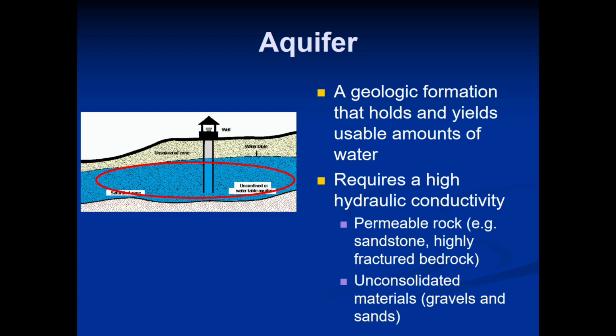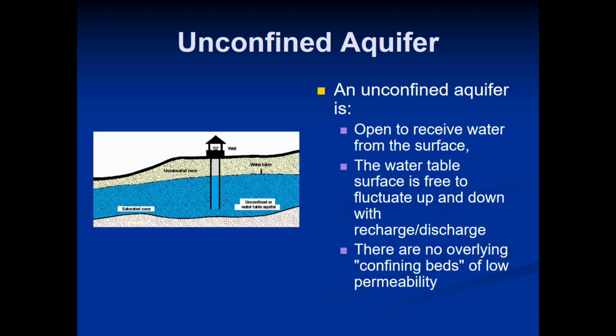Aquifers are classified into two types based on their occurrence. Number 1, unconfined aquifer. Number 2, confined aquifer. Unconfined aquifer. An unconfined aquifer is an aquifer which has a free water surface, which means the water table exists for this type of aquifer. This is also called a water table aquifer or free aquifer, and the water table surface is free to fluctuate up and down with recharge and discharge.